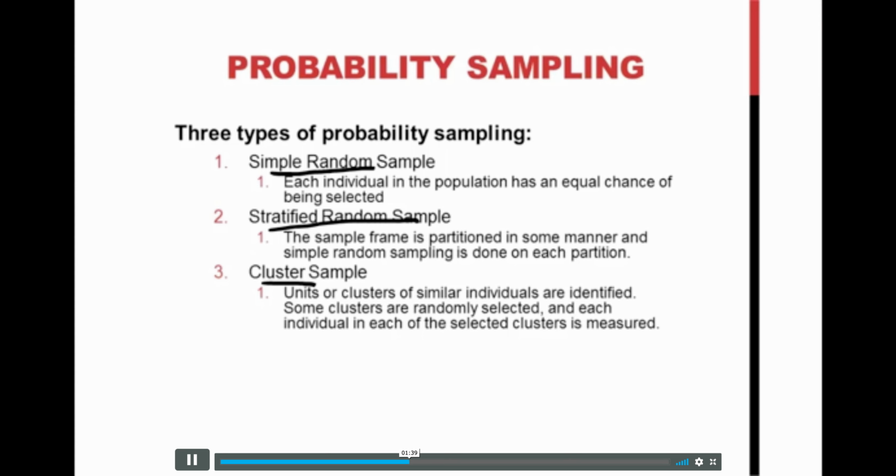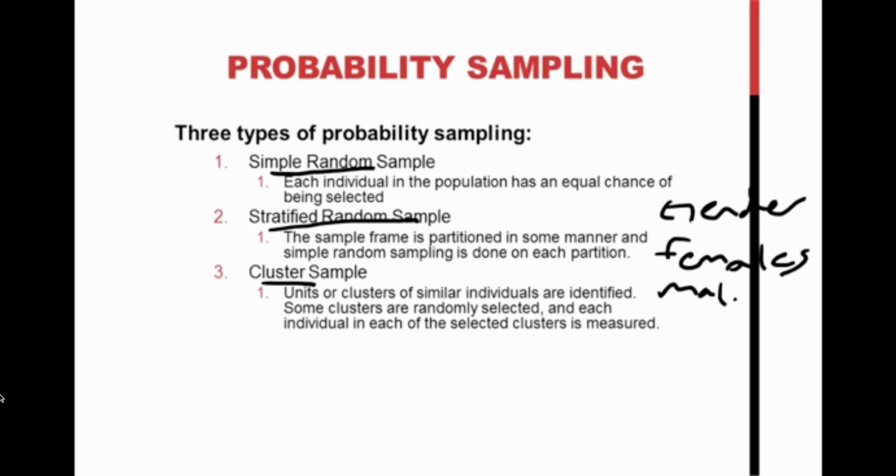As opposed to stratified random sampling, what we have with stratified random sampling is we have some characteristic of interest. Let's say we are looking at gender. And we have, of course, females and males. With stratified random sampling, what we do is we would choose people at random, but we make sure we have an equal number of females and males in that sample.